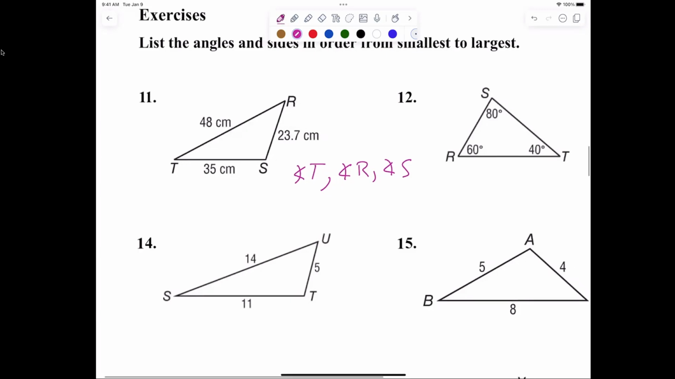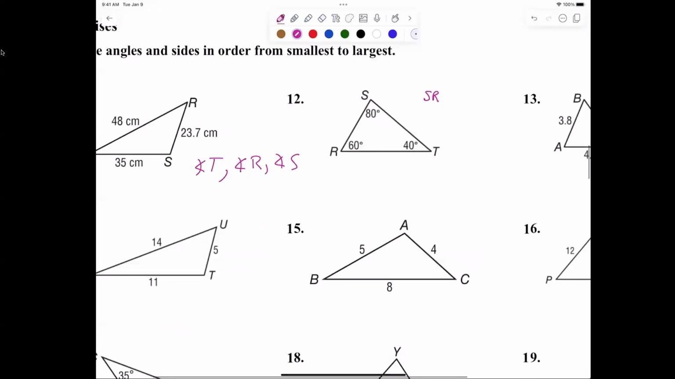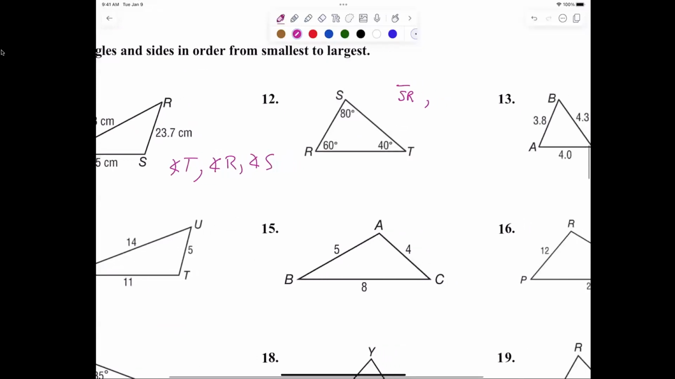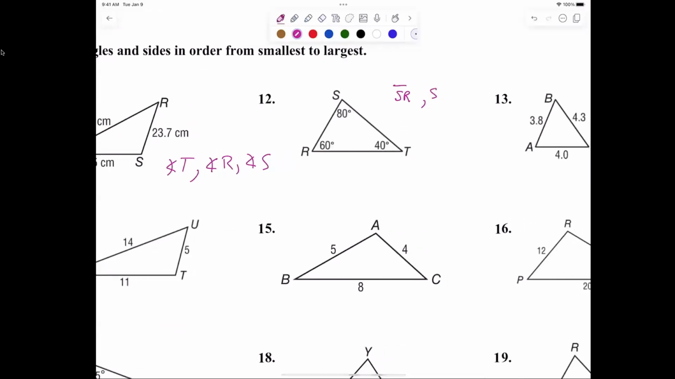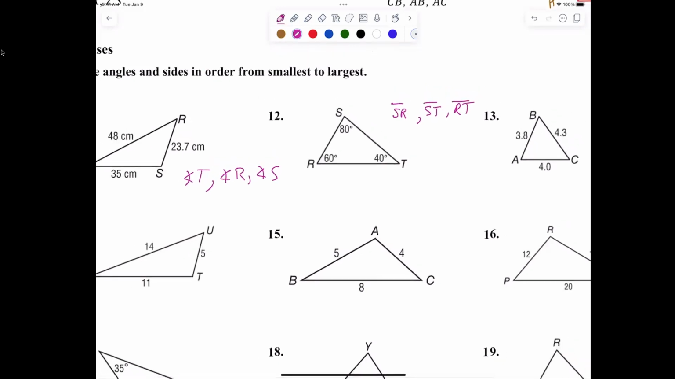All right. Just like on number 12, you have to write the smallest side first. What's the smallest side? SR is the smallest side. That is correct. And then the next smallest side, ST, and then the largest side would be RT. Is everybody with me on that? Yes.